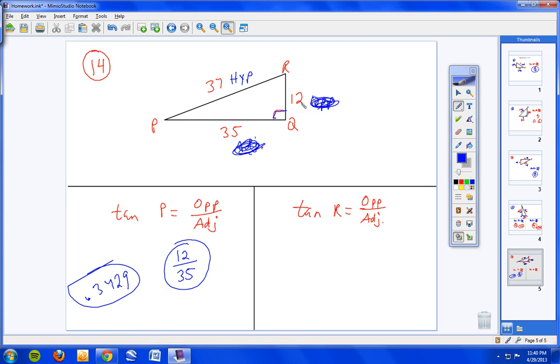Angle R. Go and put your pencil on R, and now go straight across. So 35 is now your opposite. This is still your hypotenuse, and 12 now becomes your adjacent. So, how do you find the tangent of R? Opposite over adjacent. Opposite is 35. Adjacent is 12, so 12 over 35 is your answer. But they also want the decimal, so type in 35 divided by 12, and you'll get 2.916, and the 6 is repeating.